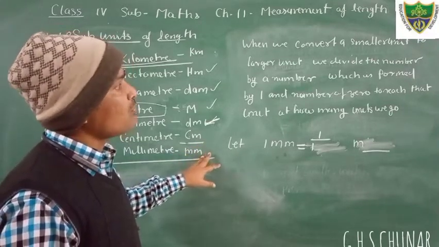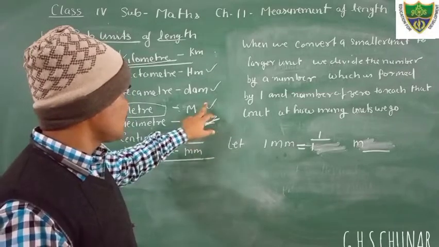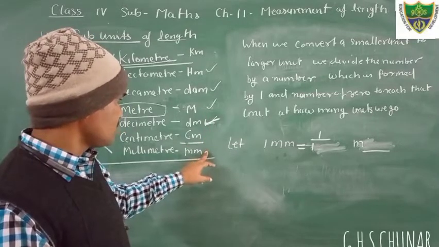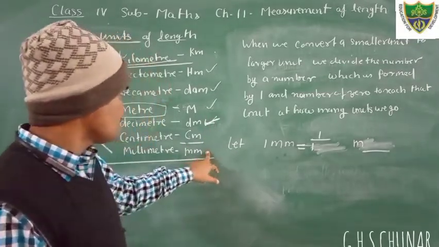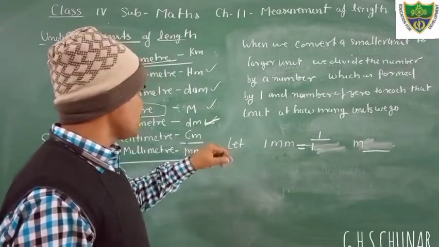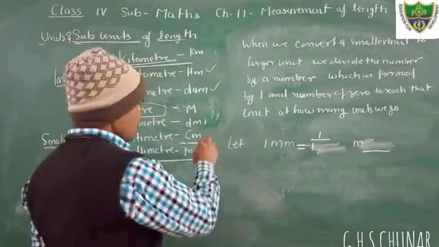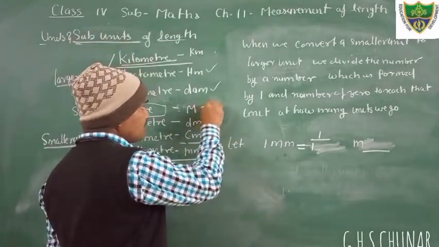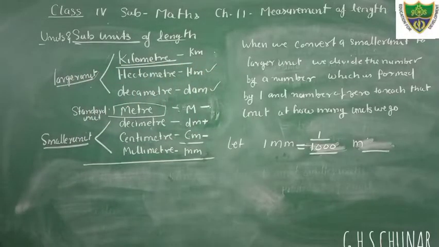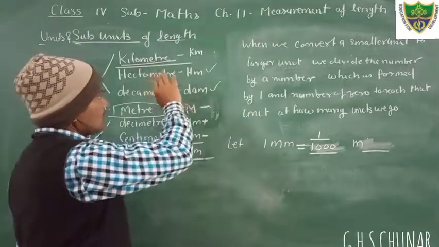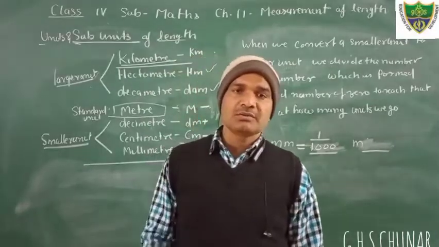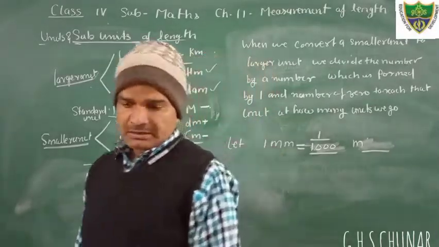To reach that unit, at how many units we go? Here the meter is here. To reach the meter at how many units we will go? From millimeter 1, 2, 3, that is centimeter. First we go to centimeter, then decimeter, then we reach the meter. So we will divide by. Okay, it's clear. To convert a unit from larger to smaller, we will multiply, and to convert a unit from smaller to larger, we will divide.